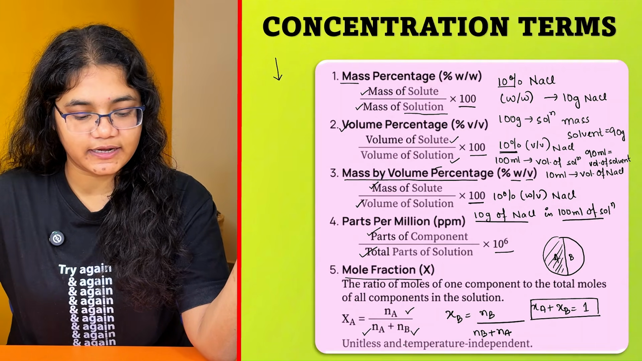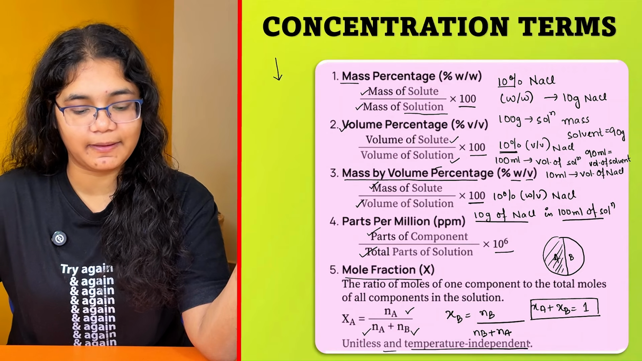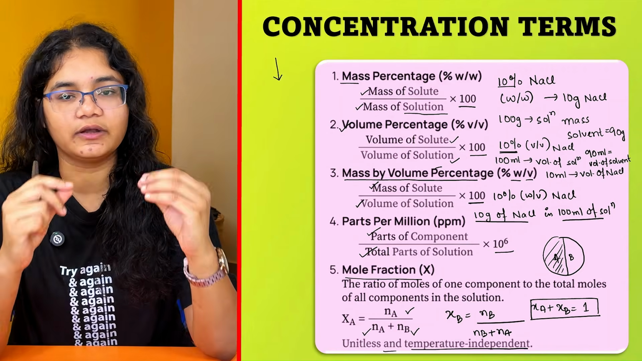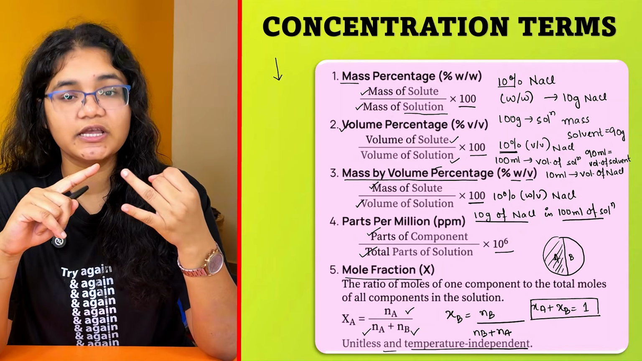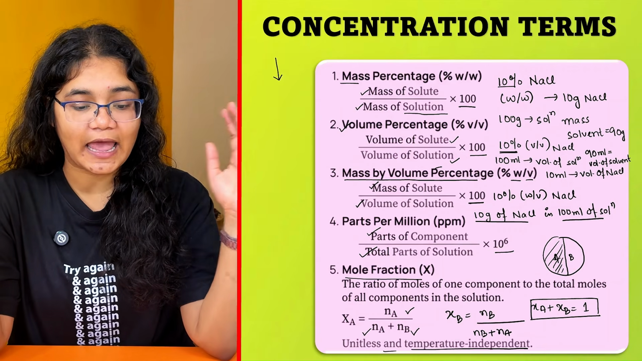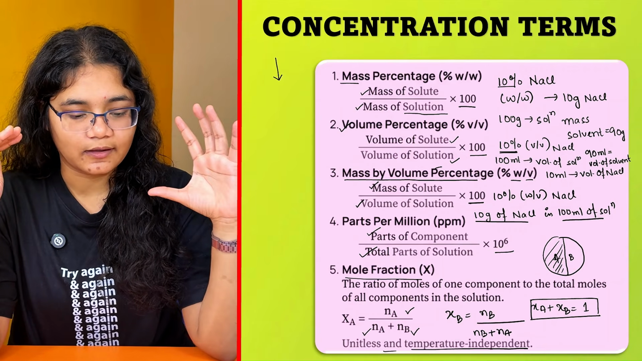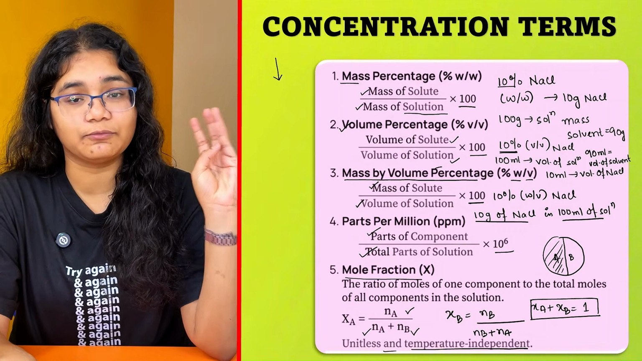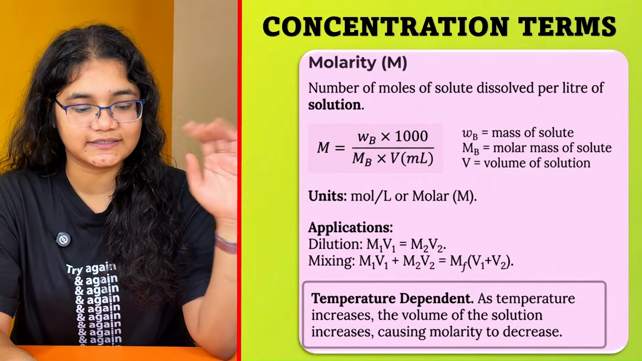Okay. Now it is a unitless and temperature independent concentration term. So now we have understood the 5 important concentration terms: mass percentage, volume percentage, mass by volume percentage, parts per million, and mole fraction. Okay. Now see, questions are definitely asked here, but the major quantities that you should know are molarity and molality. So let's discuss that in detail.